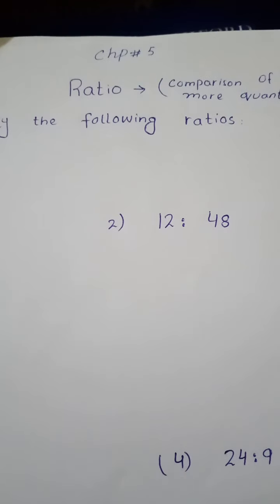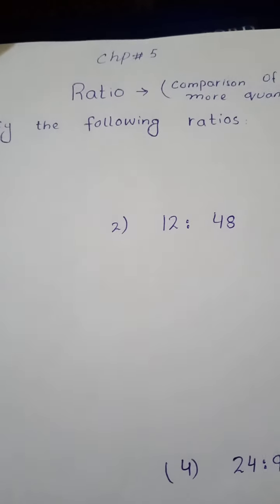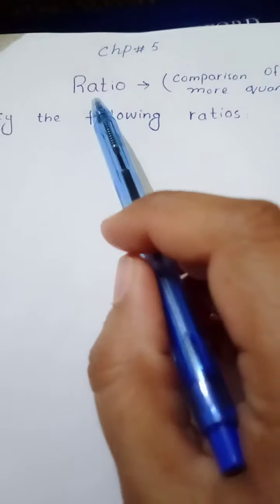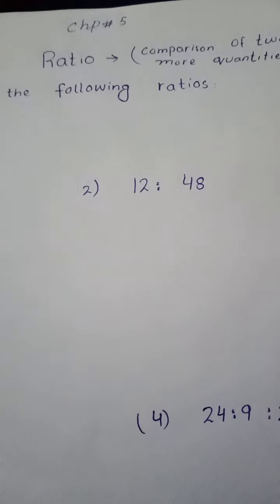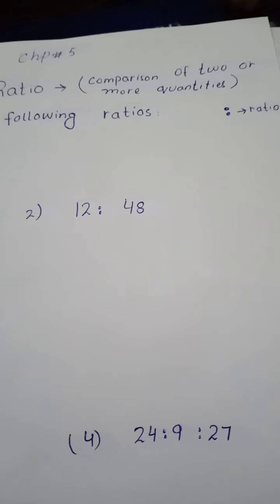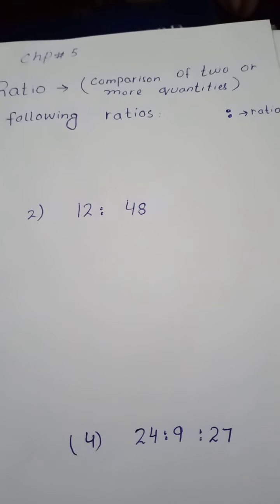Okay, today I will start chapter number 5 of your book, that is ratio, right? So, what is ratio? Ratio is basically a comparison of two or more quantities. Comparison of two or more quantities.